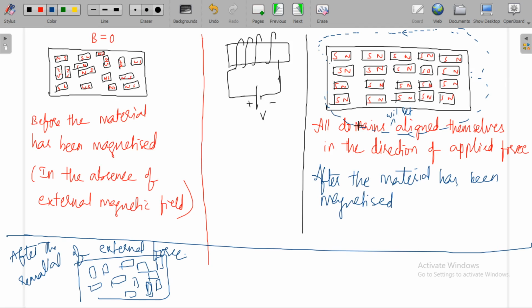When you remove the external force, again these domains will come back to their original positions like this. Again they'll get distributed randomly like this. Again the net magnetic field will be 0. Here, the net magnetic field is not equal to 0. It is some finite value.